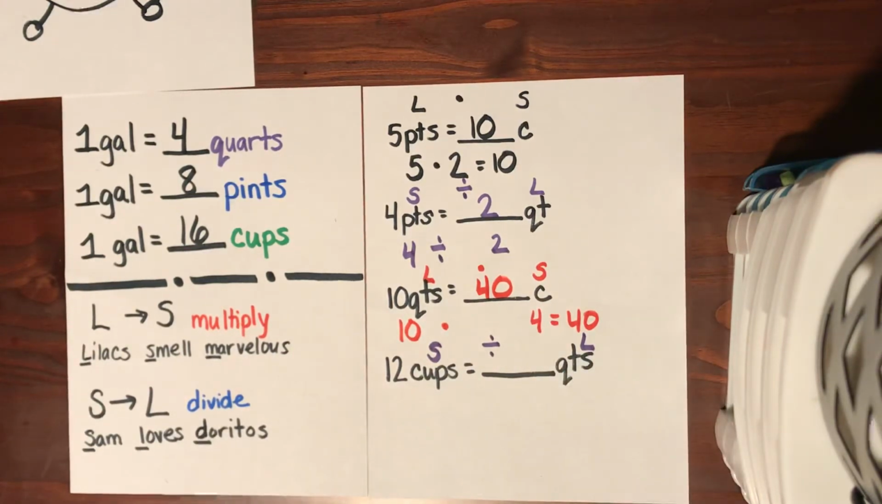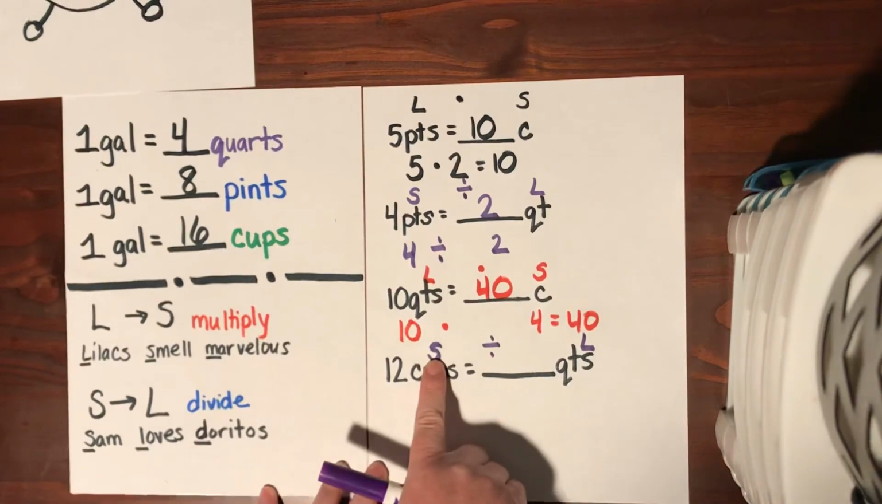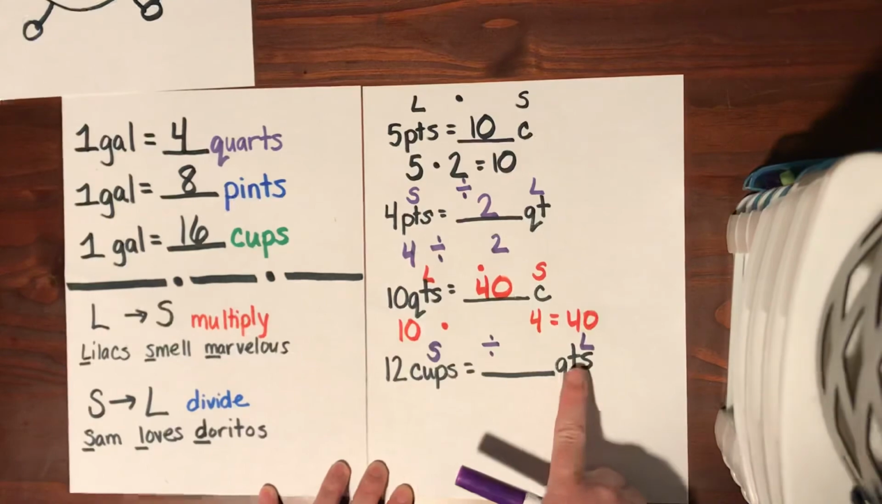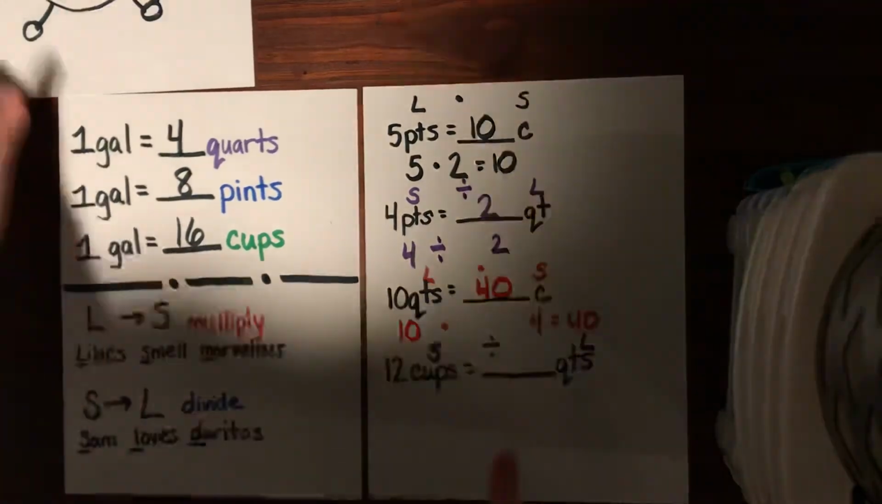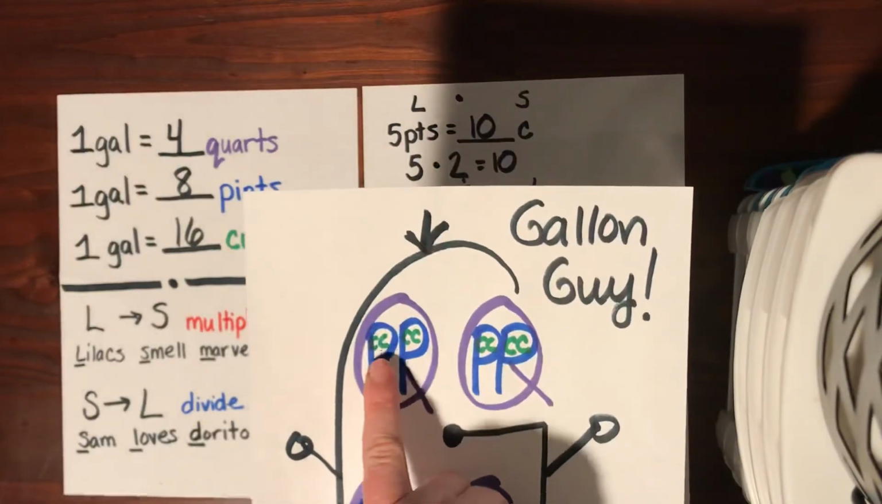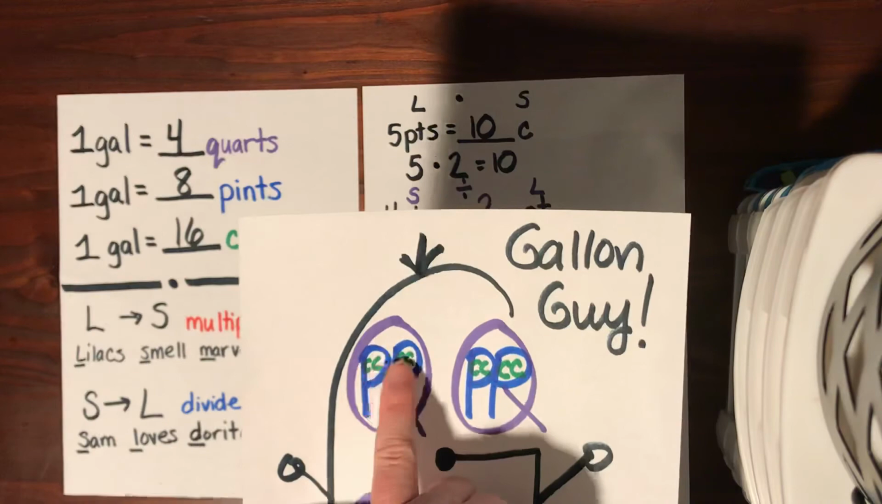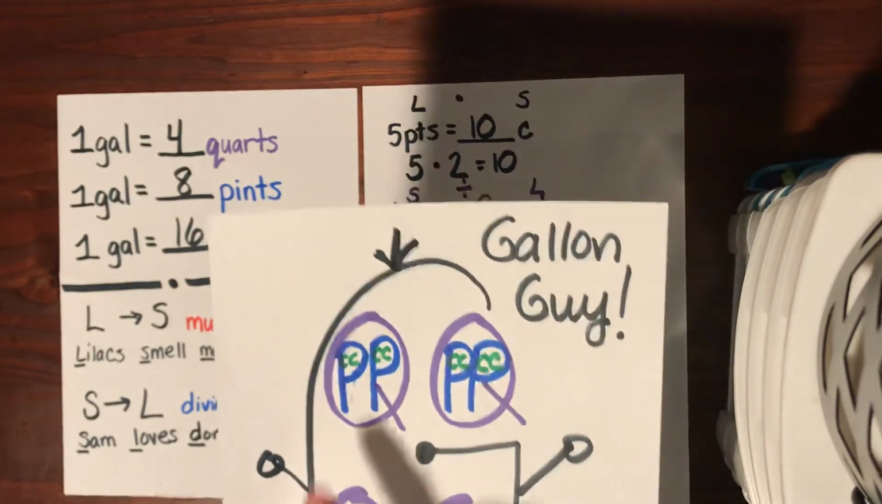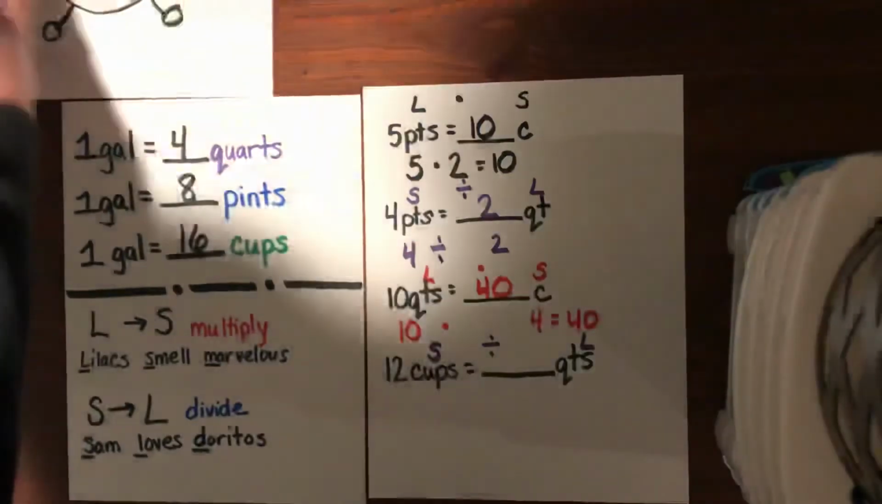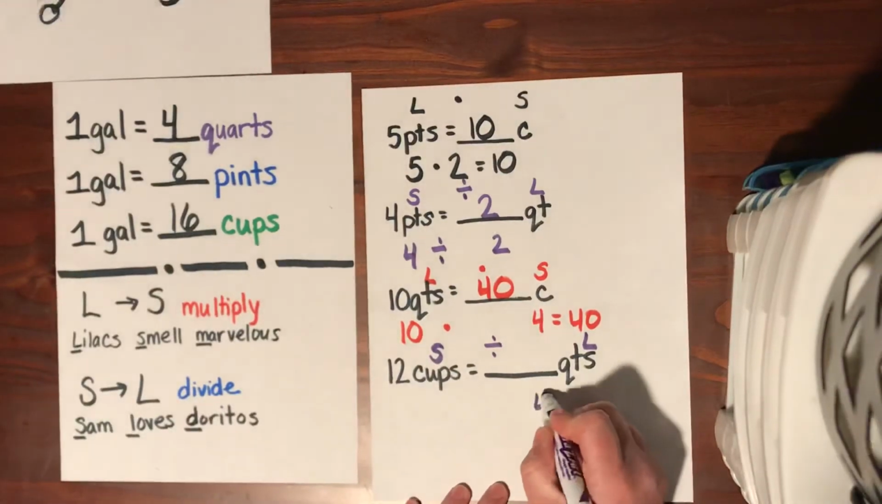Second question you want to ask yourself, how many of the smaller units are in the larger units? So how many cups are in a quart? You can refer back to your gallon guy. How many cups are there in a quart? We just did this. There are 4 cups inside that 1 quart. 4 cups in every quart. So I'll put that number here on the side.